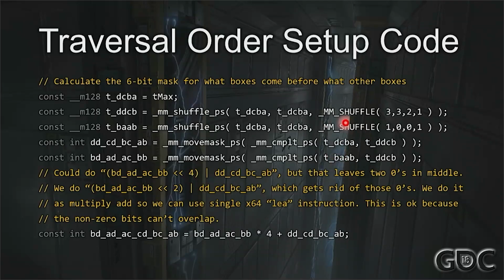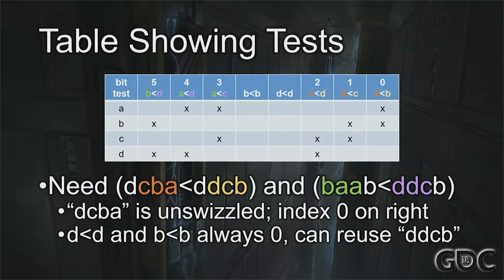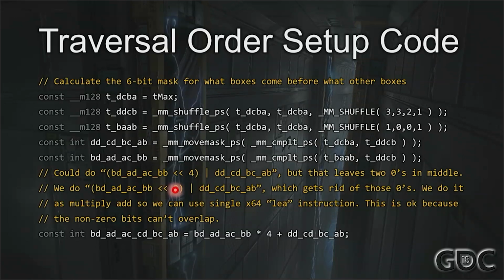It's not much. We do a shuffle, we do a couple comparisons, and we combine them. The combining is interesting. Normally, you'd expect to take 4 bits and tack them onto 4 bits, but that leaves 2 zeros in the middle. You can see the 2 zeros right here. So instead, we just move it over 2 to get rid of those zeros.